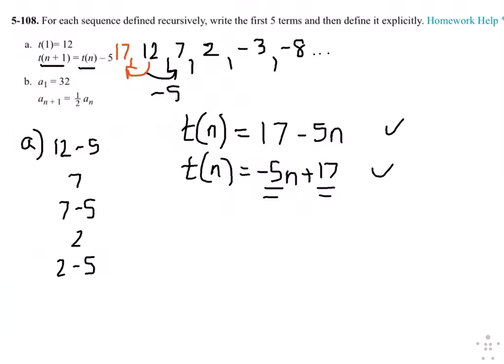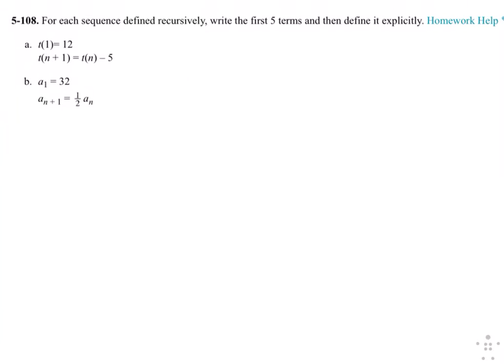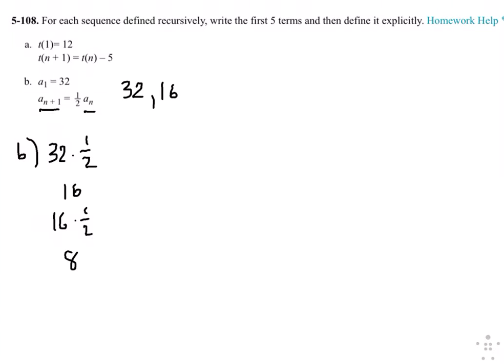Okay, let's do B. So for B, we have the first term is 32, right? And then the next term, this is B, is the current term times 1/2. So 32 times 1/2 is 16. And then 16 times 1/2 is 8, right? And you can see the pattern, 4, 2.